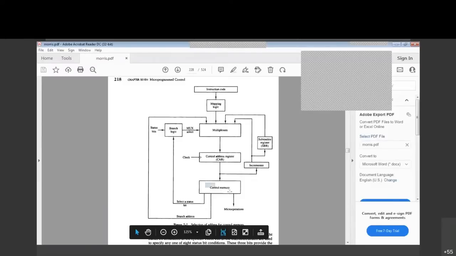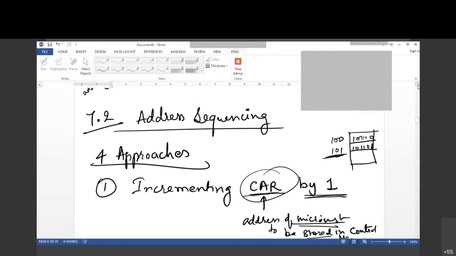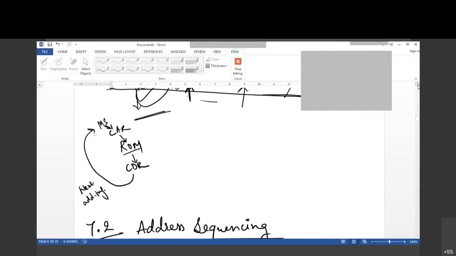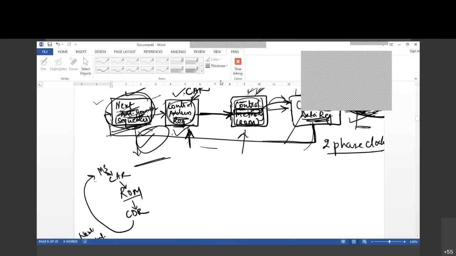Here, first of all, what to draw? Control memory. Okay, this is a selection of address. How are the addresses selected? So first of all, this is my control memory. In this control memory, the addresses come from CAR, control address register. Now, where do the addresses come into the control address register from? We have seen this diagram. In our diagram, control address register में address कहाँ से आते हैं? Through the next address generator.